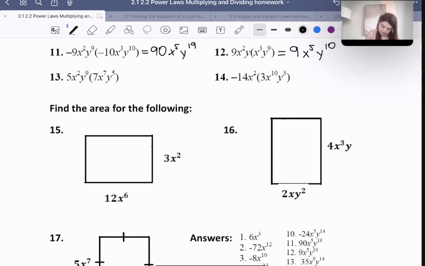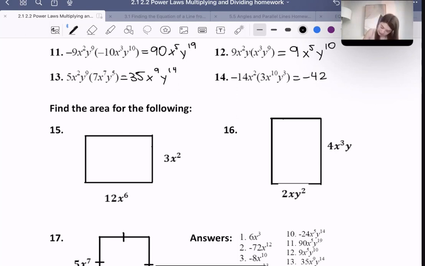5 times 7 is 35. Then we have x squared times x to the 7, which is x to the 9. Then we have y to the power of 9 times y to the power of 5, which is y to the power of 14. Okay, then we have negative 14 times 3, which is negative 42.